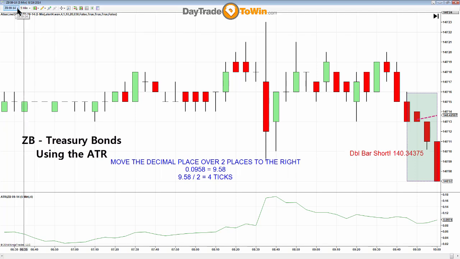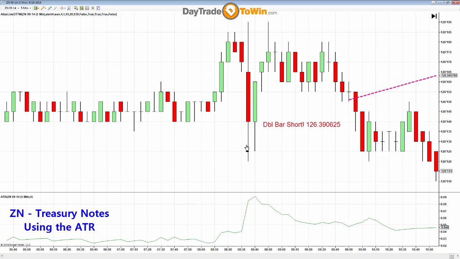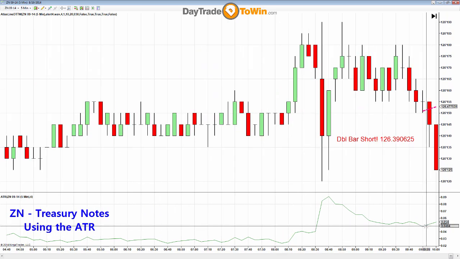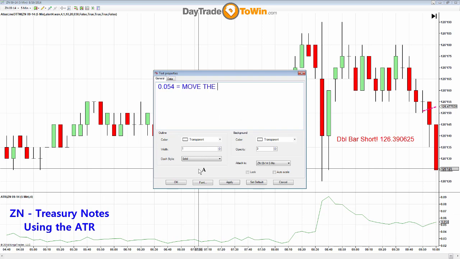Let's take a look at the Treasury notes, which is similar to the bonds, but a little bit different. We're not dividing by 2. We're taking the actual tick value and a tick count into consideration. So this is 0.054. The same thing, 2 places to the right. And so the equivalent from 0.054, you're looking at 5 ticks.